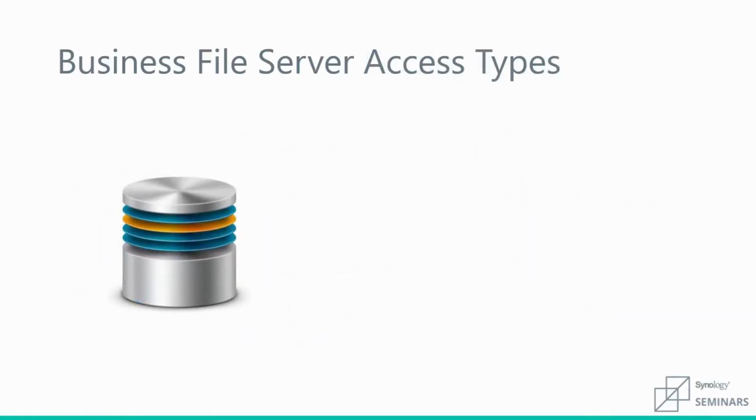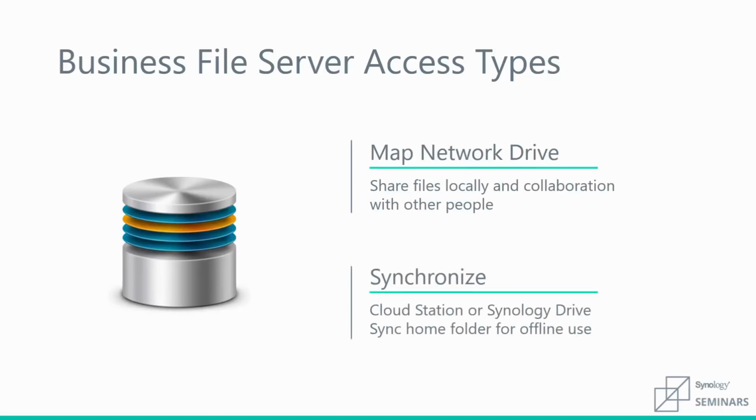So first, we're going to discuss access types. Now, there are a multitude of ways to access a server. However, we'll be going over two of the most common. A map network drive will allow you to share files locally on your network and collaborate with other people. Now, this is ideal for office environments where files need to be accessed by many users. Synchronization will allow for your NAS to act as a cloud where you can access data from anywhere with an internet connection and then download these files for offline use. Let's actually take a quick look at both of these in action.